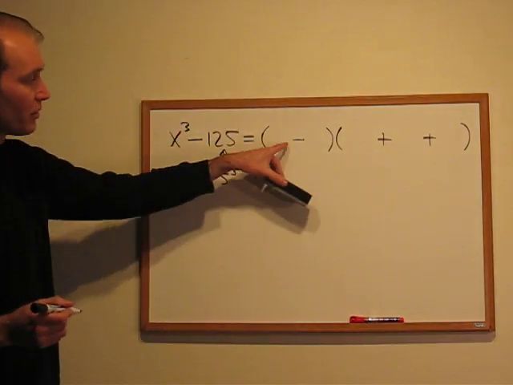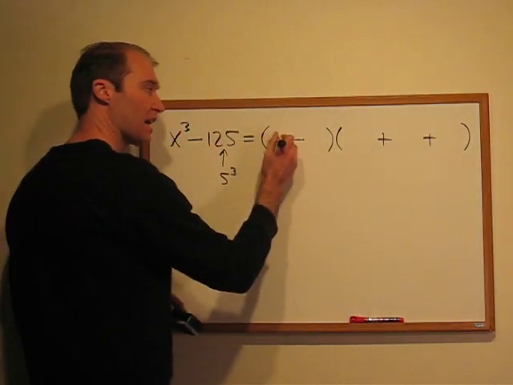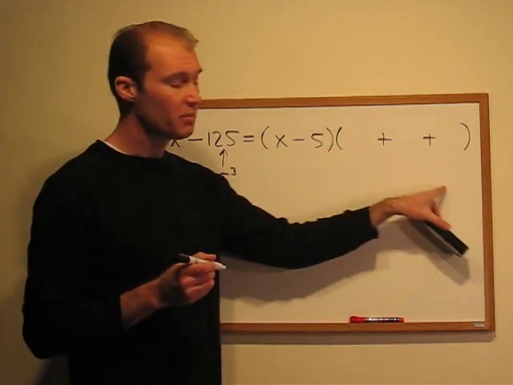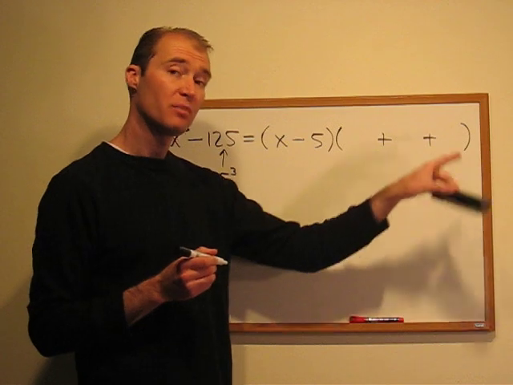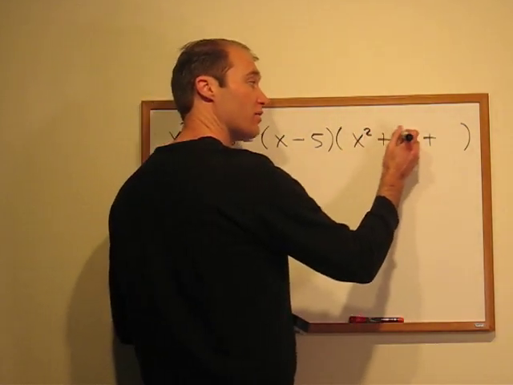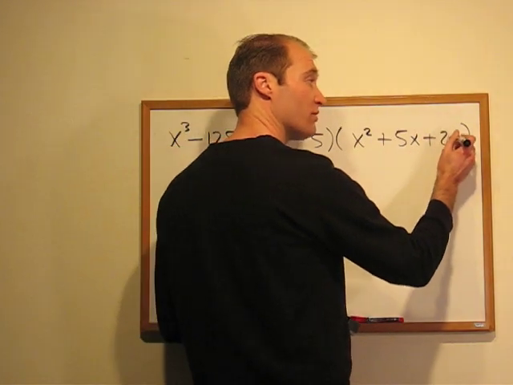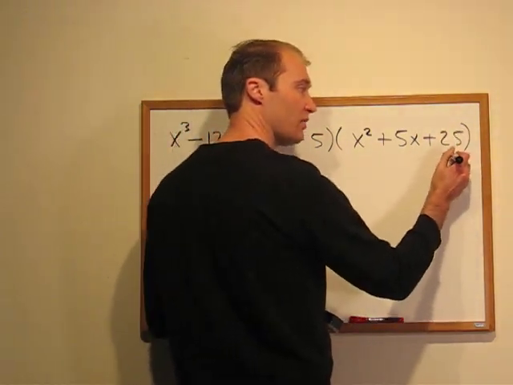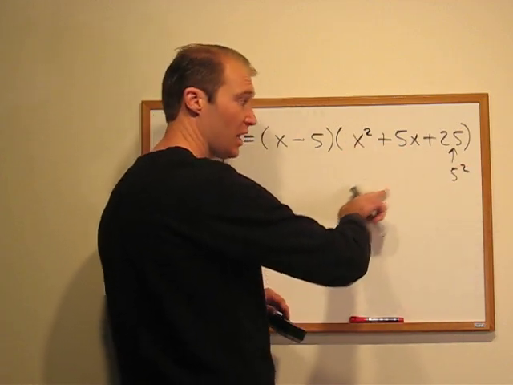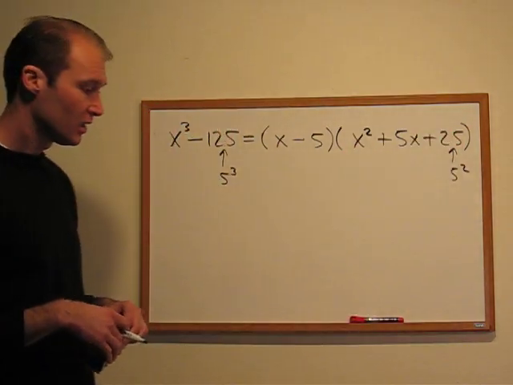Now, here's the way that the binomial goes. It's going to be x minus 5. And then I'm going to go in descending powers of x and ascending powers of 5. So it's going to look like x squared plus 5x plus 25, because 25 is just 5 squared, descending powers of x and ascending powers of 5. Let's see if we could do the next one.